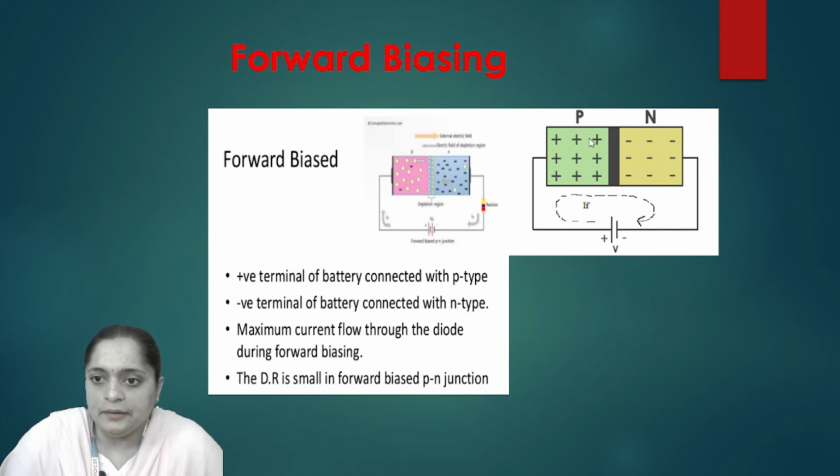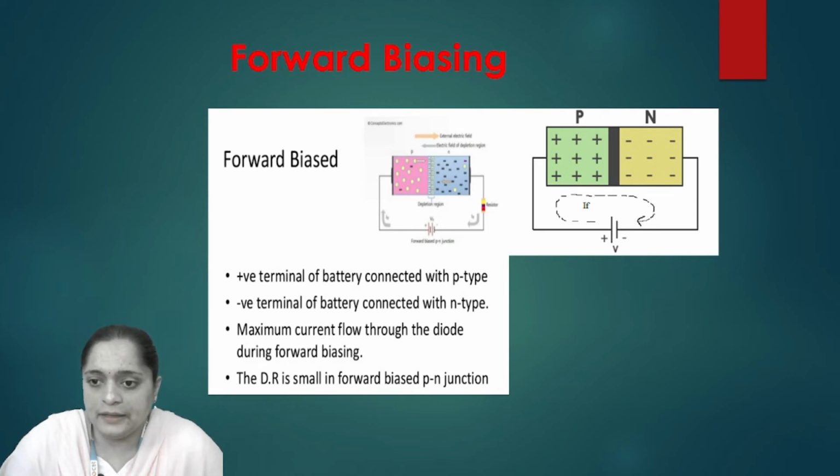P-type semiconductor consists of a large number of holes. N-type semiconductor consists of a large number of electrons. This is the basic concept, and here we are applying external DC supply because we are going to bias a PN junction in forward bias. As per that, we will see the terminals.